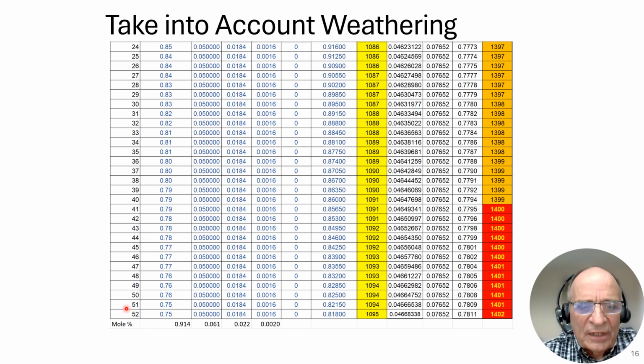Over time, let's look at week 52. And in week 52, the higher heating value has risen to 1095, quite high, and the Wobbe number is now 1402, which is in excess of what's allowable by the FERC guidelines. Let's take a look at what has happened to the mole percentages of the different components. Here we have 91.4% methane, 6.1% ethane, and 2.2% propane.